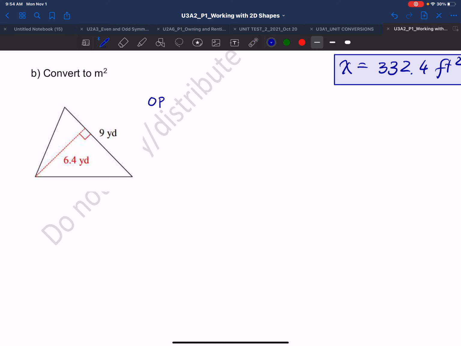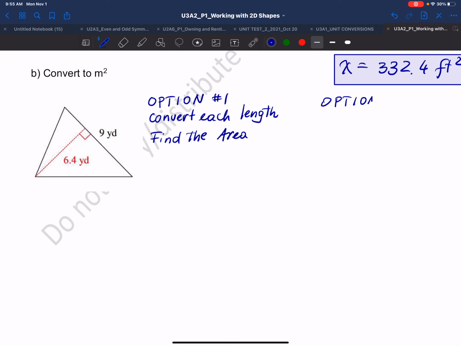So as I said, option 1: convert each length first and then find the area. Or you can use option 2, which means you find the area and convert the area.